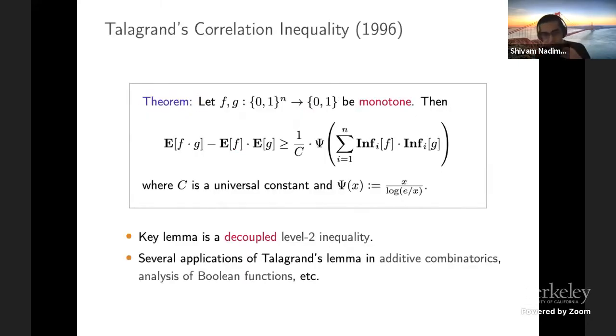Returning to correlation inequalities, in 1996, Talagrand proved the following robust version of the Harris-Kleitman inequality. He showed that if you've got two monotone Boolean functions, you can lower bound the correlation in terms of this function psi of the sum of the products of the influences of the two functions. This sum of the products of these influences captures in some sense how much the two functions depend simultaneously on the same set of coordinates. And this quantity actually arises very naturally in the proof of the Harris-Kleitman inequality itself, so it's not very surprising. The function psi of x is just defined to be x over log of e over x.